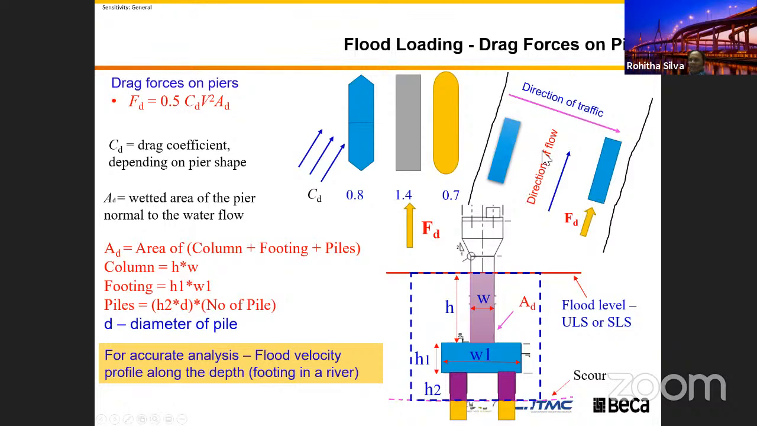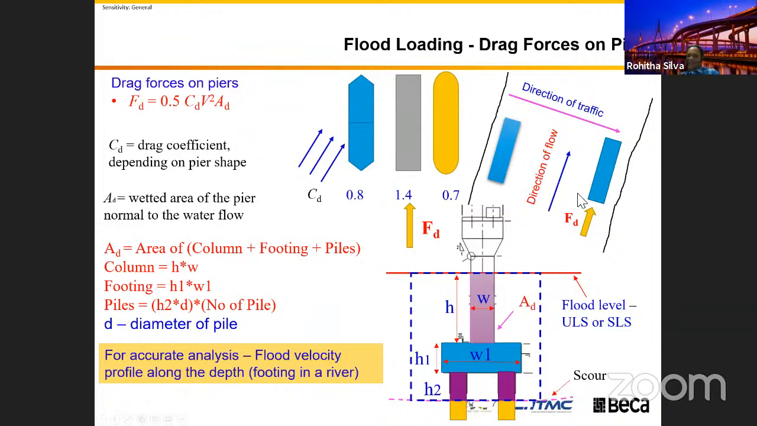You can see in this diagram, we put the bridge across the rivers, not parallel to the rivers. That's why my traffic direction is perpendicular to the water flow, right? So normally when you are building bridges, we always put our piers parallel to the direction of water, to make sure that we can minimize the flood forces.